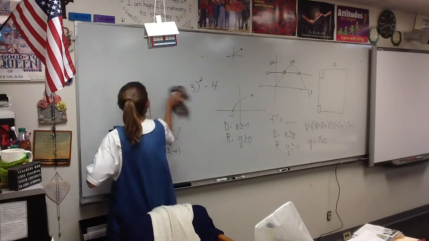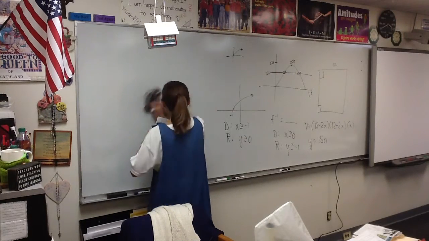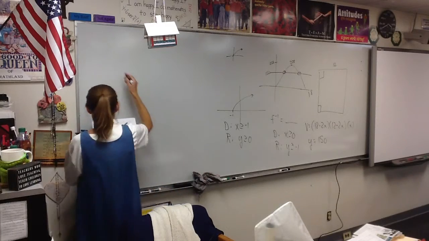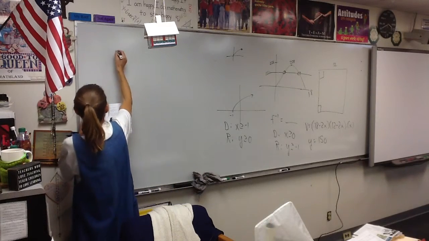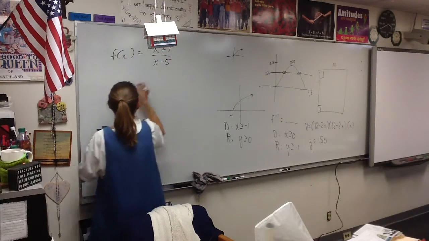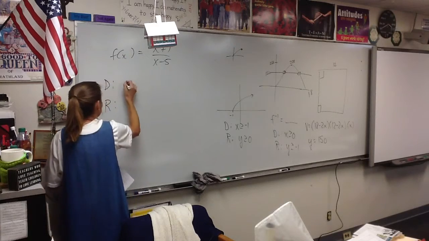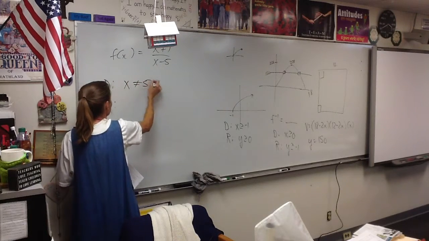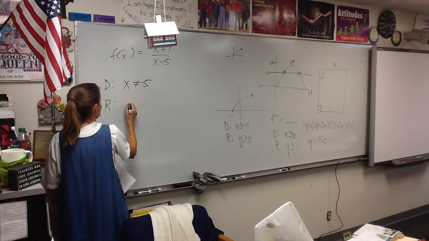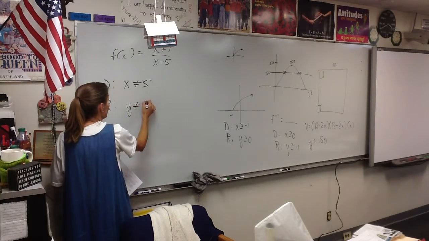Okay, so 4C. Let's do that domain and range thing first, and then we'll actually find the inverse. So the function is x plus 1 over x minus 5. Tell me about the domain and range of the original function. What's the domain? X can't equal 5. What's your range? All real. No. Y can't equal 1.